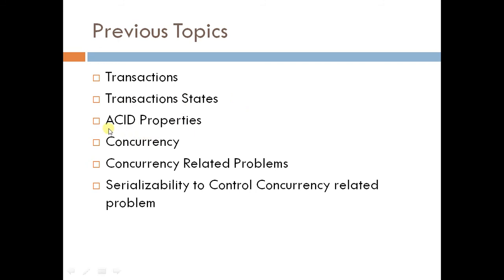Next was: what are ACID properties? Next was multiple execution of transactions, that is, concurrency. And we have seen that there can be a number of problems in case of concurrent transactions if they are not executed in a serial manner. And the last thing was, in order to control or prevent problems, we need to serialize the transactions, that is, some kind of mixing which gives the same result as a serial one.